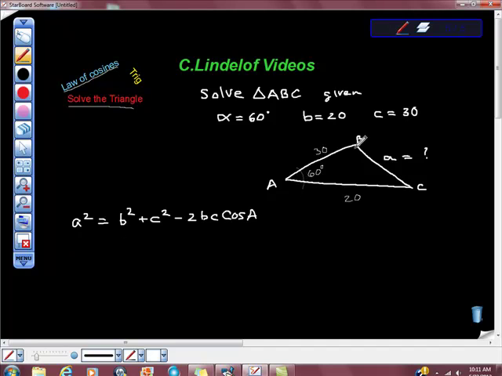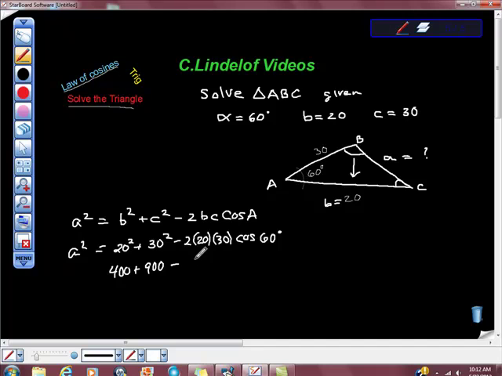If this is angle beta, then this is side B, so B equals 20. So we have 20 squared plus, if this is C, then straight out to there is side C, so that's 30, so 30 squared minus 2 times 20 times 30 times cosine A, and A is 60 degrees. When we do this math, we get 400 plus 900 minus 1200 times cosine 60.